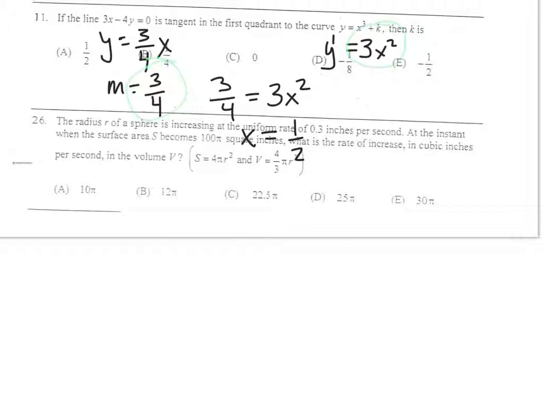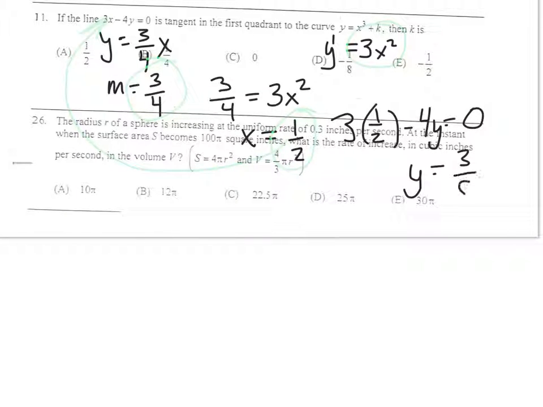We're trying to figure out k though. You could plug that in. Now it's just plug and chug time. If you take that 1/2 and plug it into that original equation for x, you get 3 times 1/2 minus 4y equal to 0. y is going to equal 3/8.